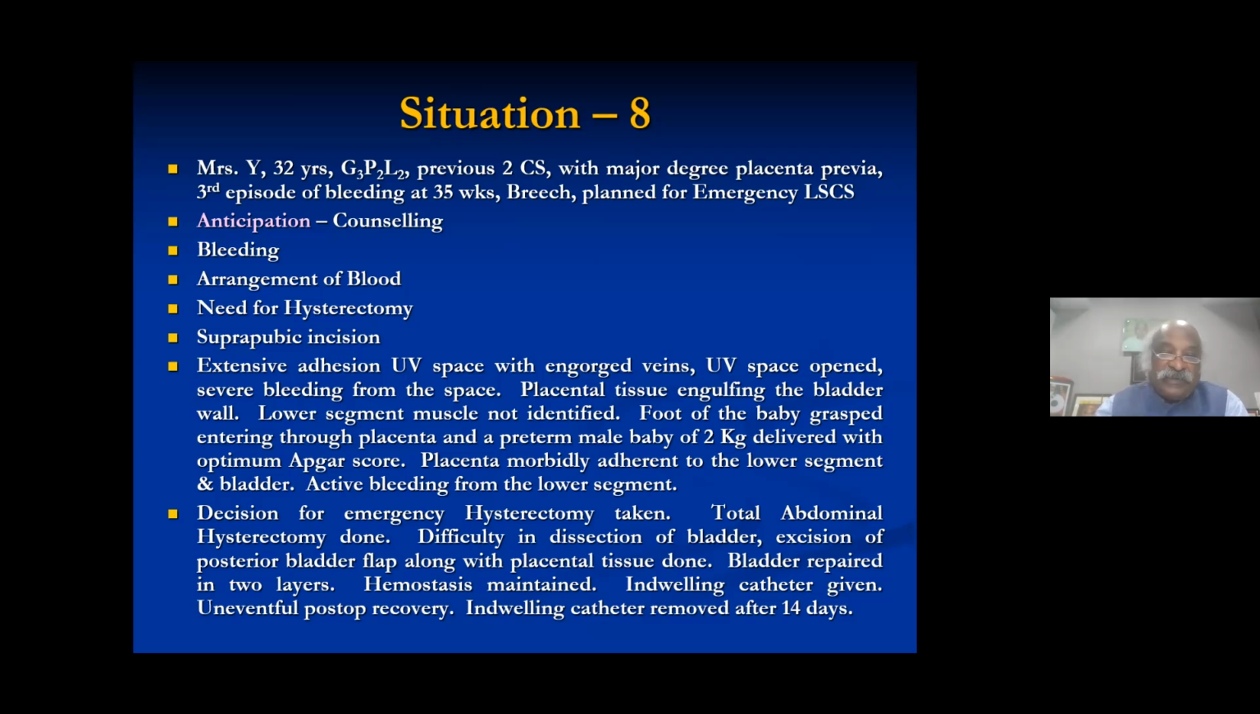So total abdominal hysterectomy done, difficulty in dissection of the bladder, excision of bladder, posterior bladder flap, along with the placental tissue done, bladder repaired in 2 layers, hemostasis maintained, indwelling catheter given, uneventful post-op recovery, indwelling catheter removed after 14 days. This is a frank case, and the life is saved.